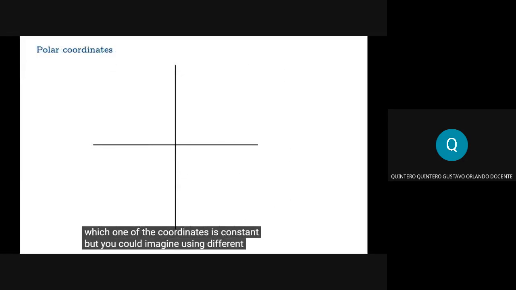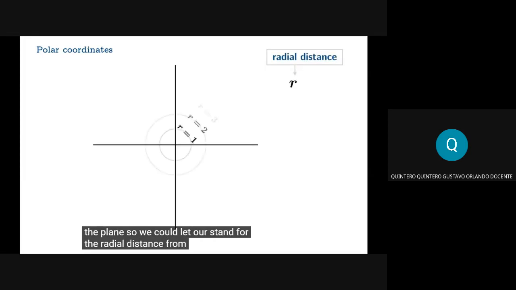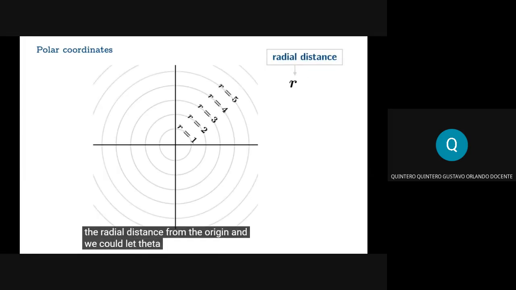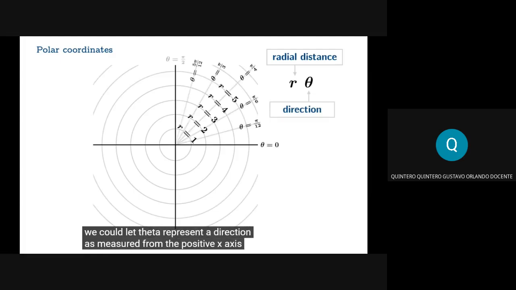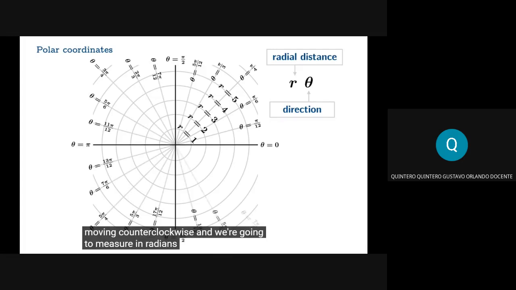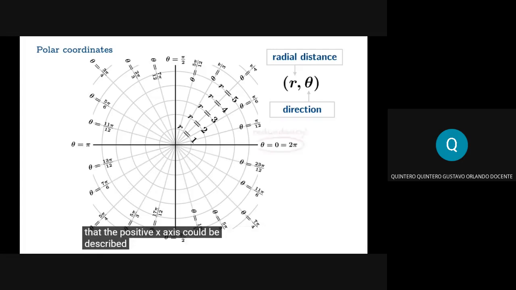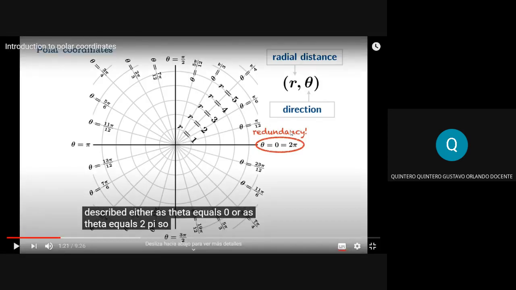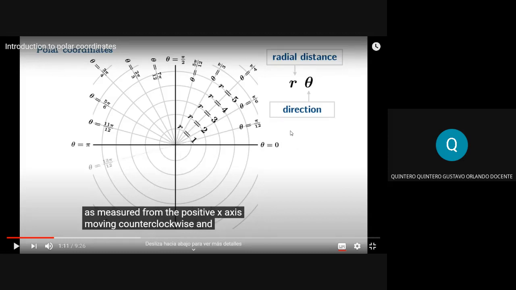But you could imagine using different information to describe where you are in the plane. So we could let r stand for the radial distance from the origin, and we could let theta represent a direction as measured from the positive x-axis moving counterclockwise, and we're going to measure in radians. Now we'll notice that the positive x-axis could be described either as theta equals 0 or as theta equals 2 pi. All right, let me go back a little bit because the guy said something important that I didn't notice.